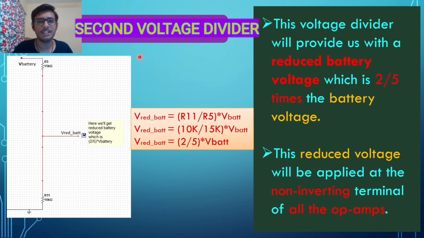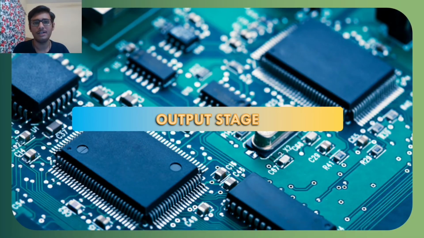Now, let us look at the second voltage divider made from resistors R5 and R11. This voltage divider will provide us with a reduced battery voltage, that is 2 by 5 times the battery voltage. This reduced voltage will be applied at the non-inverting input terminals of all the op-amps. The calculation for the voltage divider can be seen here. Finally, let us understand the output stage.